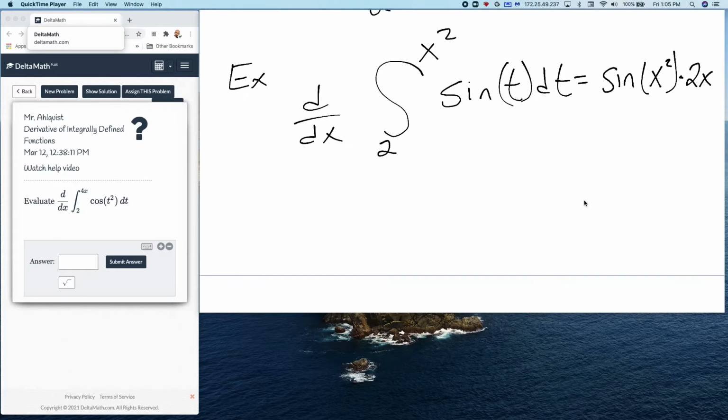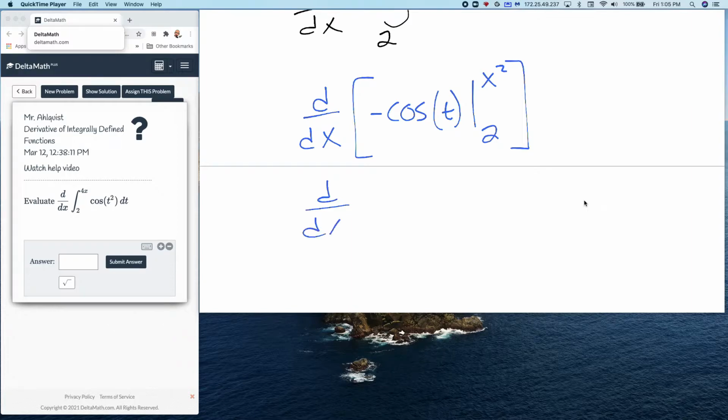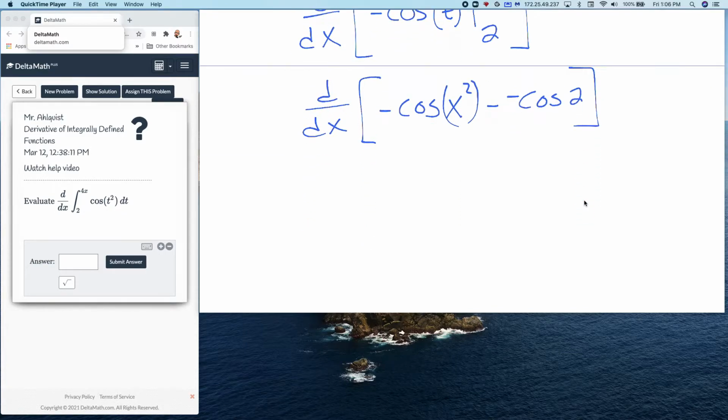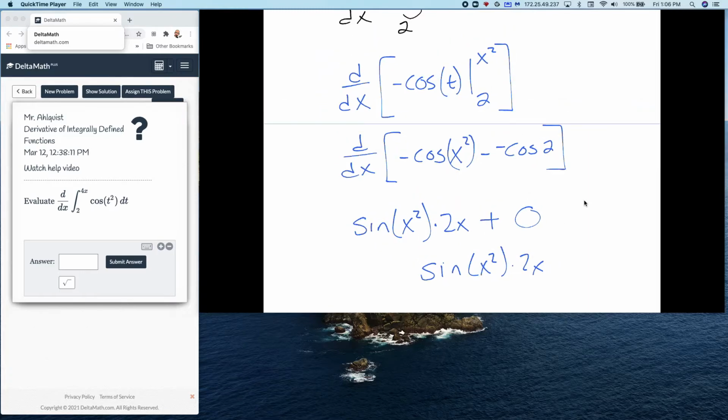Think about it this way. If I did this in steps, the integral of sine is negative cosine of t evaluated from 2 to x squared. Then I plug in and I have negative cosine x squared minus negative cosine of 2. Now I have to differentiate it. The derivative of cosine is negative sine, so this becomes sine x squared. But then we have to differentiate x squared, which is 2x. We also have to differentiate cosine 2, which is 0. So our answer is just sine x squared times 2x. And that's what I said it would be, right?